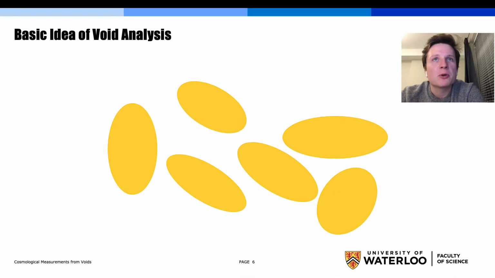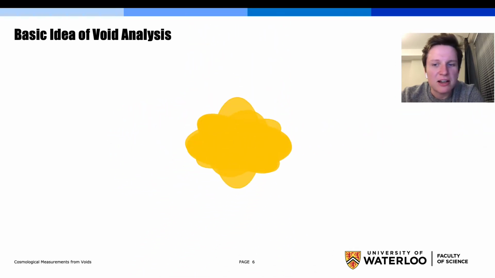Voids will have a random orientation and shape. That's because they have no preferred direction, so they'll just be randomly oriented. If we take enough voids and stack them on top of one another, we will come away with a spherically averaged object, as shown here. So you take the voids and you just keep stacking more and more voids until you get an object that will be spherical on average.